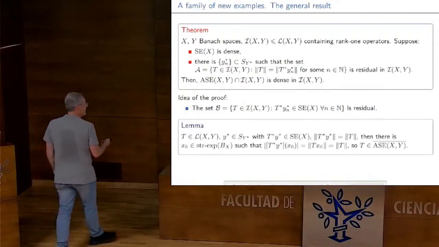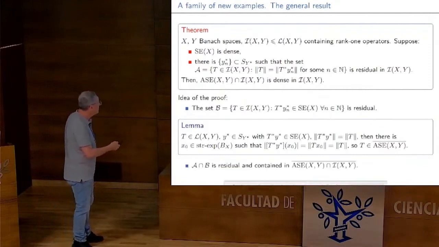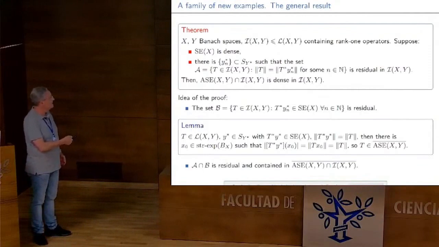Okay, good. Lemma: suppose you have an operator whose adjoint attains the norm in such a way that the image of the functional at which it attains the norm is strongly exposing. Then, well, we can forget this, T is in the closure of the absolutely strongly exposing operators. Then what we get is that this E intersecting with this B, the intersection of two residual sets, is residual. And this lemma gives you that this is contained here. Is it clear? Because what you are saying is that I'm taking here all operators whose images are strongly exposing. And here are operators whose adjoint attains the norm at one of these points. So the intersection satisfies this, and then it's in this closure. Okay?